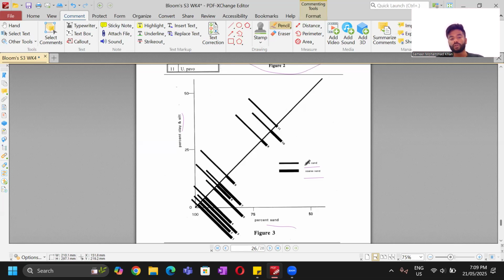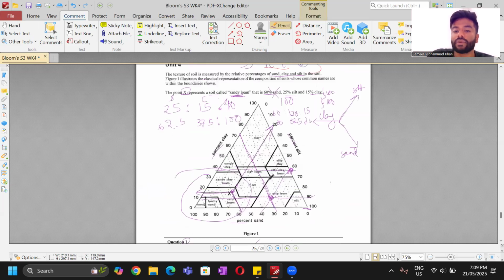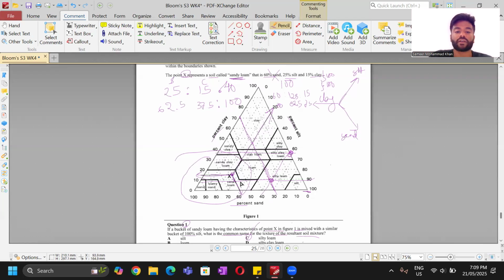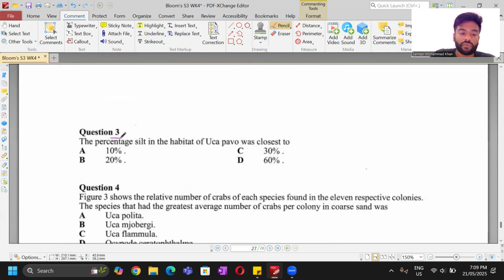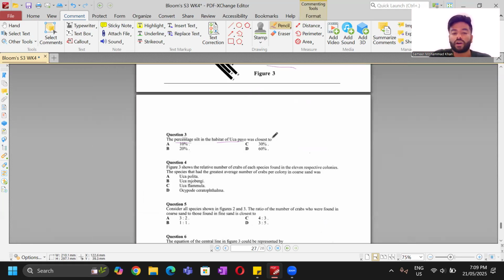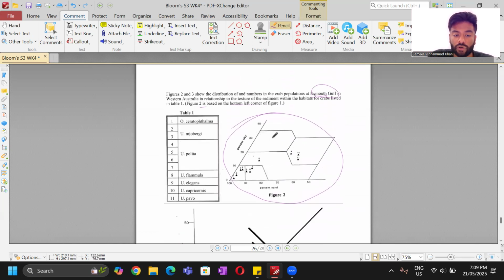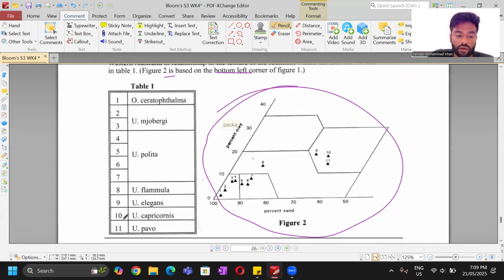Okay, so the carryover principle this time is, the clay and silt and sand would probably have to add up to 100% because again, you're anchoring it to that very first data stem over here. All right, so let's do some of these questions, right? Question 3, what is the percentage silt in the habitat of Uca pavo? All right, so where is Uca pavo in Table 1? All right, it's 11.